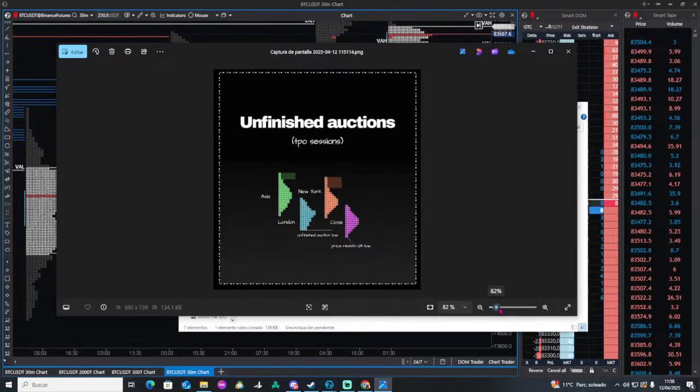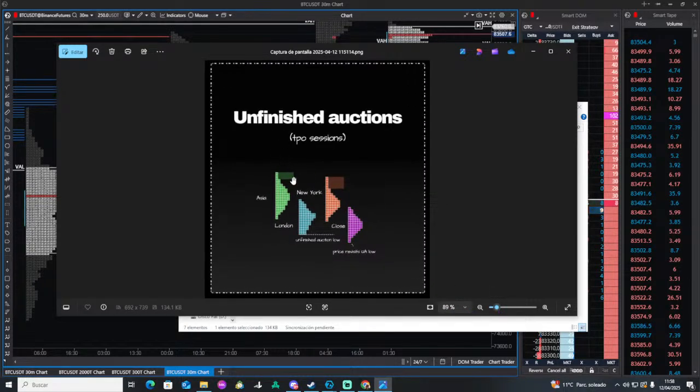What we can see here is TPO session based. We have Asia in green, New York in blue, and London. I don't know why it's like this, but you should have Asia, London, New York.